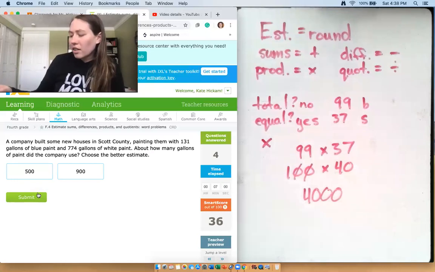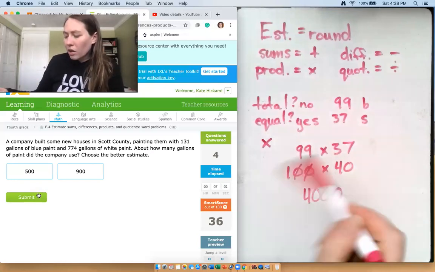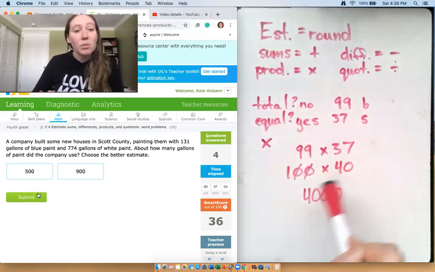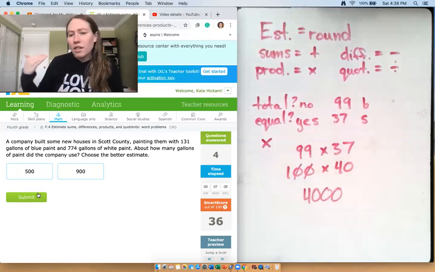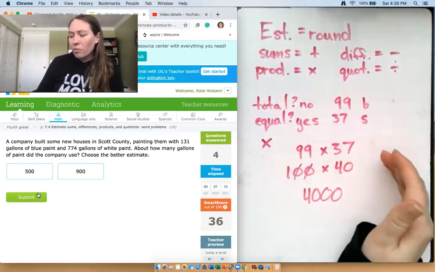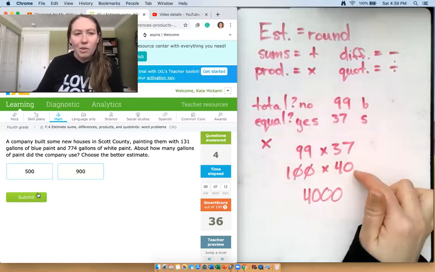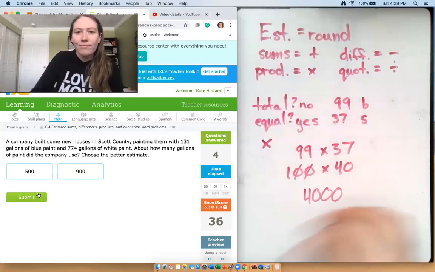So that's what we're going to do. We're going to take the equation, create the equation, we're going to round, and then we're going to solve. All you got to do is go through, do those steps. Find the equation, round the equation, solve the equation. You'll be good to go.